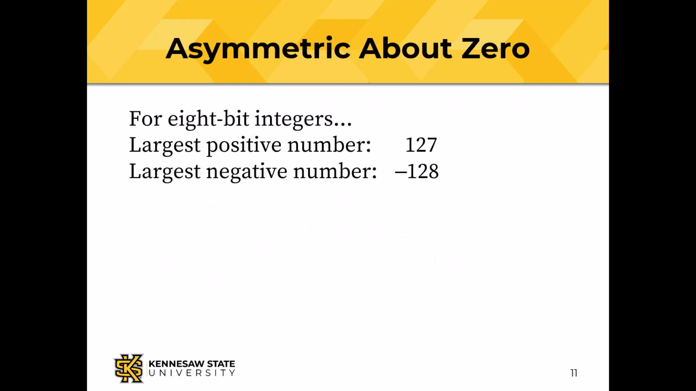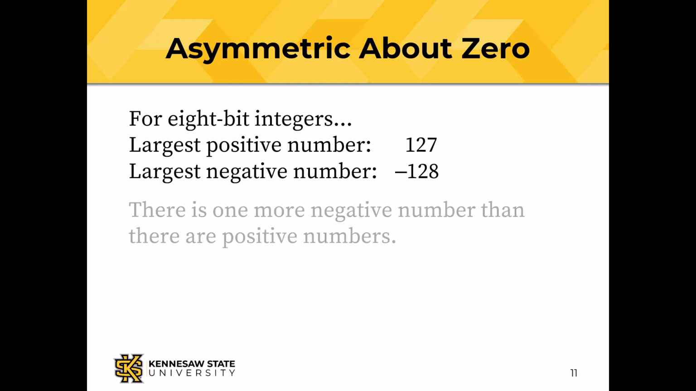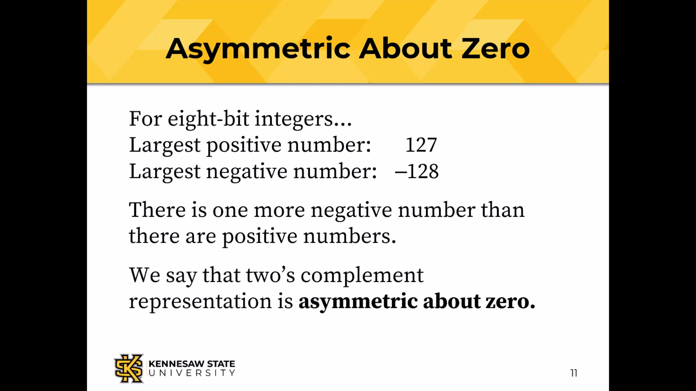For 8-bit integers, the largest positive number is 127, the largest negative number is minus 128, and we say that 2's complement numbers are asymmetric about 0. There's one more negative value than there are positive values. Asymmetric about 0.